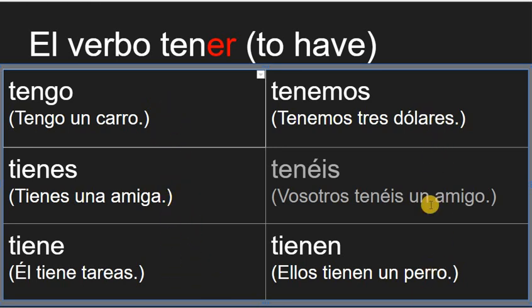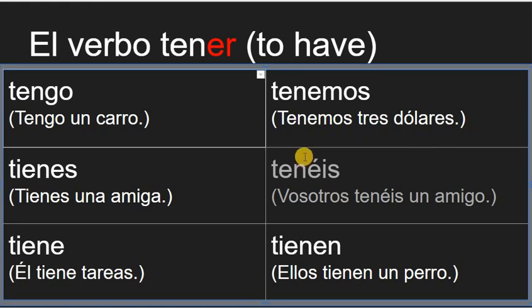The second column is for plurality. We're referring to more than one person, or it could be more than one thing when we get down to this bottom box. Tenemos. That means we have. Tenemos $3. We have $3.